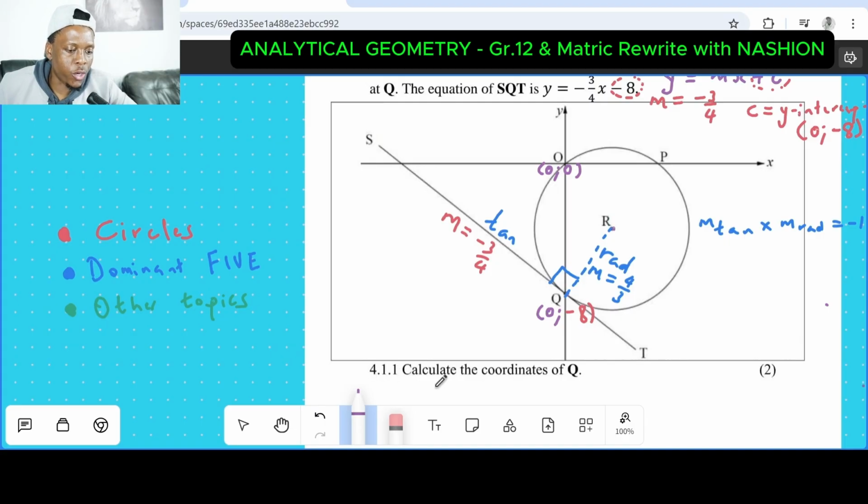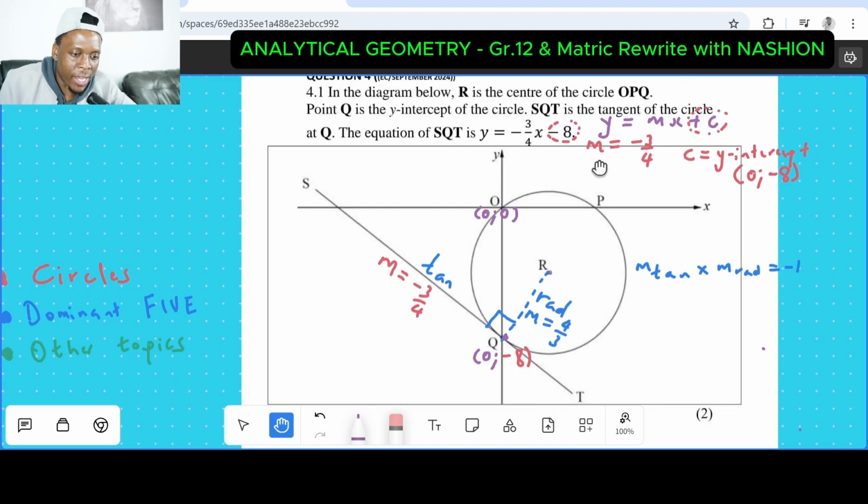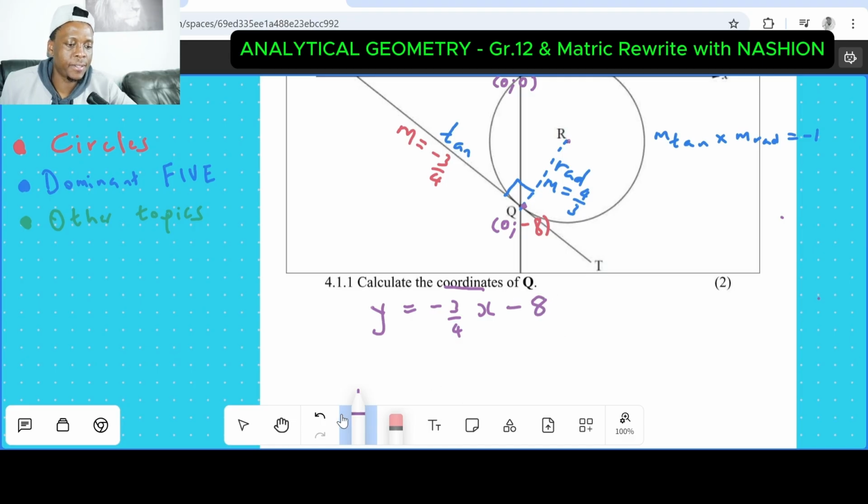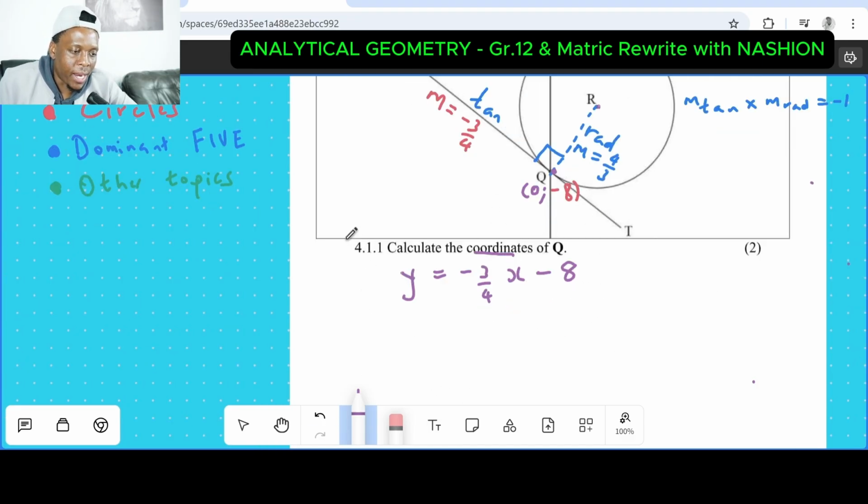Question 4.1.1. Calculate the coordinates of Q, which is the y-intercept. The y-intercept of the straight line and also the circle. But we are going to use the equation of the straight line to calculate Q. And from the information, we are given the equation of the straight line SQT, which is y is negative 3 over 4 x minus 8. And right here, we are going to apply functions, which falls under other topics.